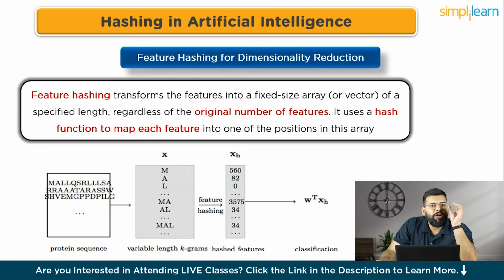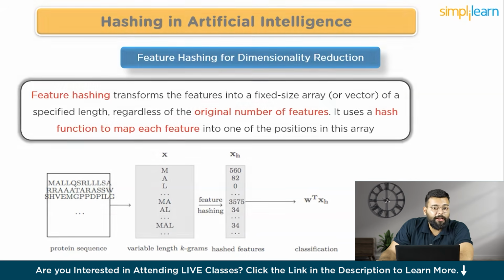Feature hashing transforms the features into a fixed-size array or vector of a specified length, regardless of the original number of features. It uses a hash function to map each feature into one of the positions in this array. For example, imagine you have a data set with thousands of unique words. Instead of creating a spreadsheet column for each word, which would be enormous, you use feature hashing to map these words into a smaller fixed number of columns, and each word gets hashed into one of these columns, effectively reducing the number of dimensions. The benefits are that this reduces the memory required and speeds up the computation, making the model more efficient without losing too much information.